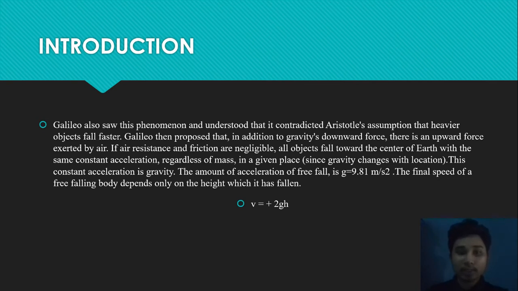Since gravity changes with location, this constant acceleration is gravity. The amount of acceleration of free fall is g equal to 9.81 meters per second squared. The final speed of a free falling body depends on the height from which it has fallen. V squared equals v0 squared plus 2gh.